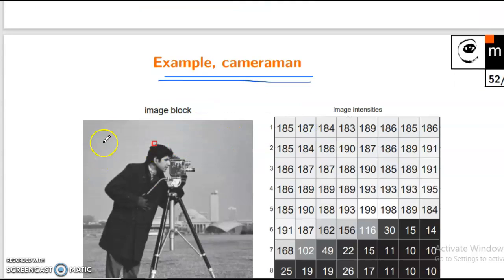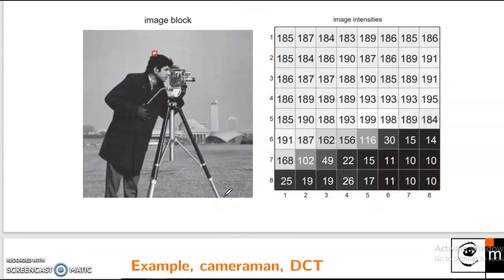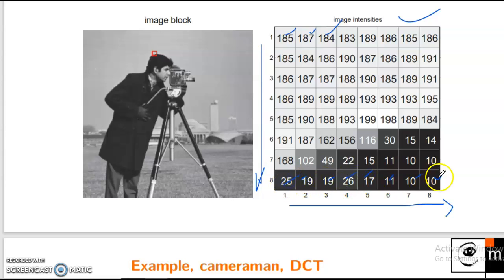Example: cameraman image block, image intensities. Here, from 1 to 8, 1 to 8: 1, 2, 3, 4, 5, 6, 7, 8, and 1, 2, 3, 4, 5, 6, 7, 8. Here 185, 187, 184. Actually, here starting 10, 10, 11, 17, 26, 29, 29, 50.